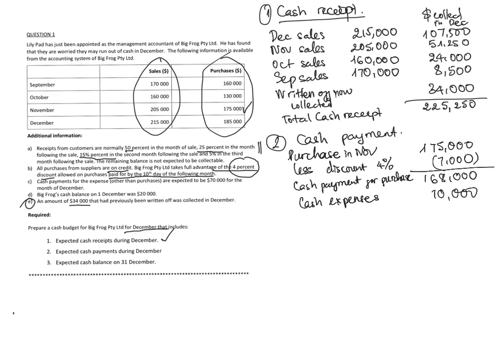Is there any other thing? Have we checked all of this? Yep. Okay, so total cash payment. You take these two numbers, you add them together, and you have 238,000. So that is number 2. Now number 3, cash balance.